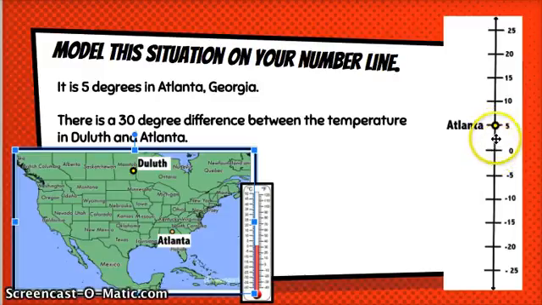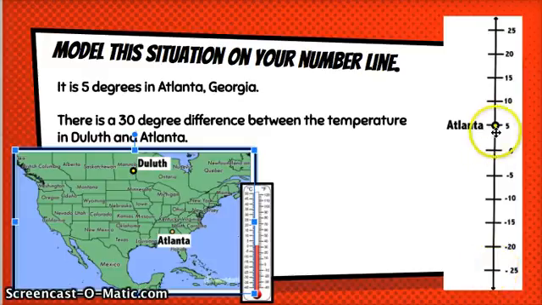So when I count my 30 down, I'm not going to go 1, 2, 3, 4, 5. Right? I'd run out of room. I'm going to count by 5s. So 5, 10, 15, 20, 25, 30. That is the difference between Atlanta and Duluth.